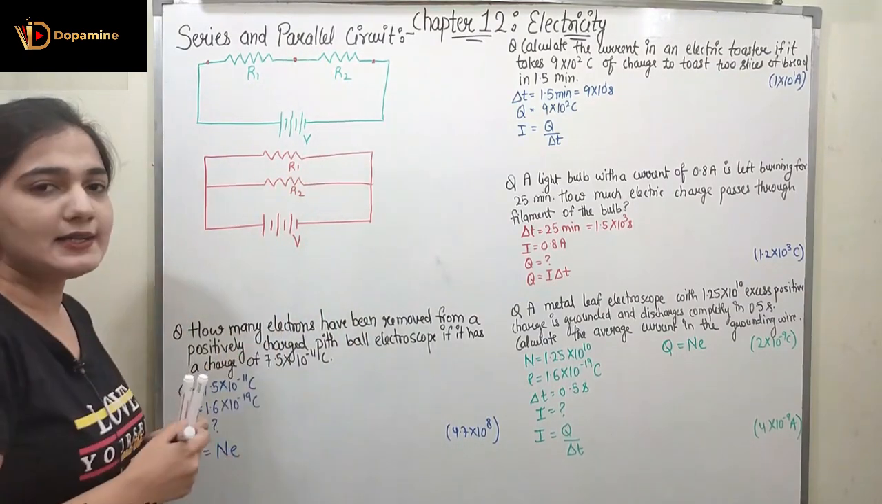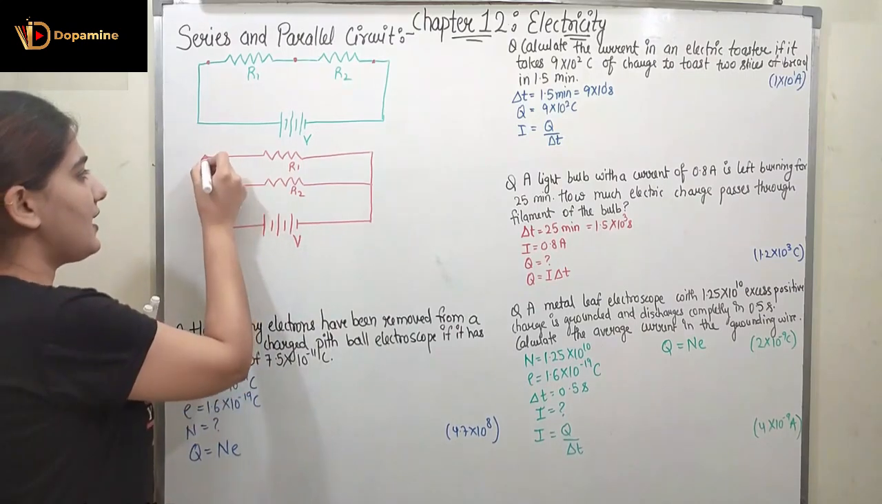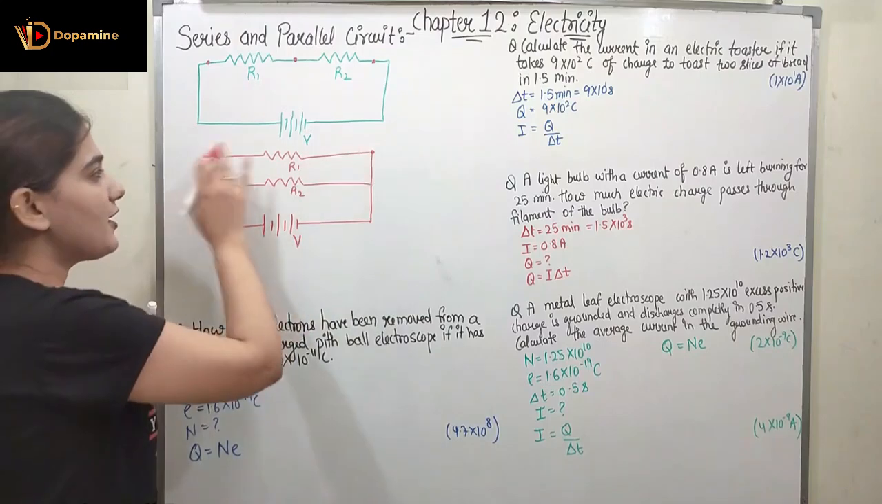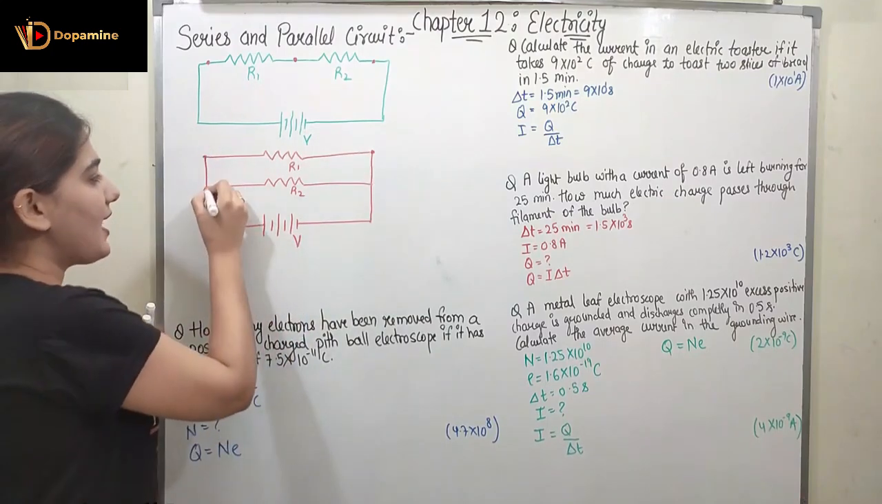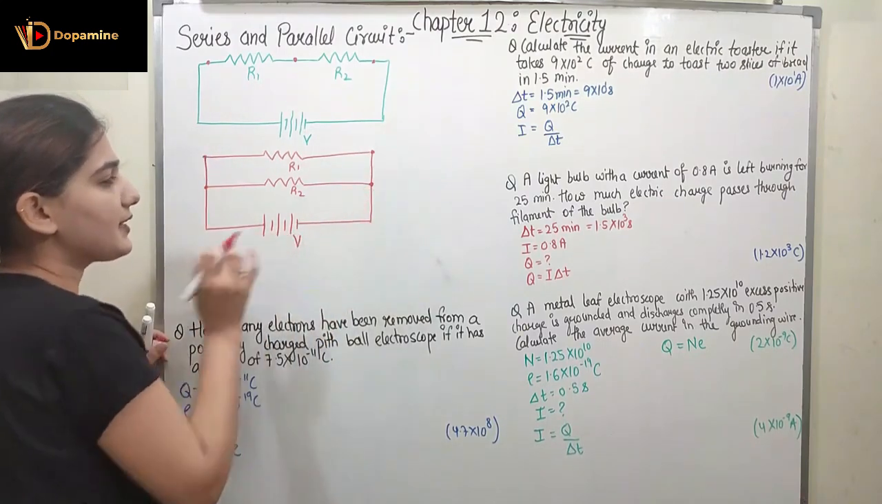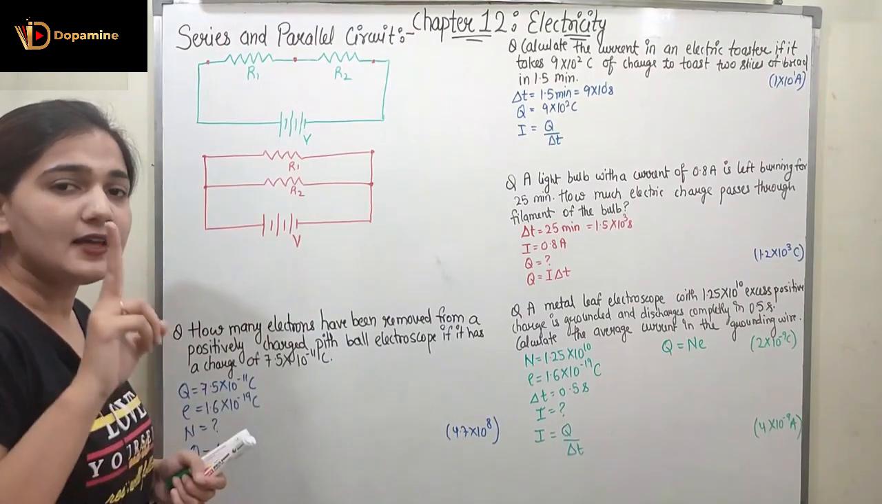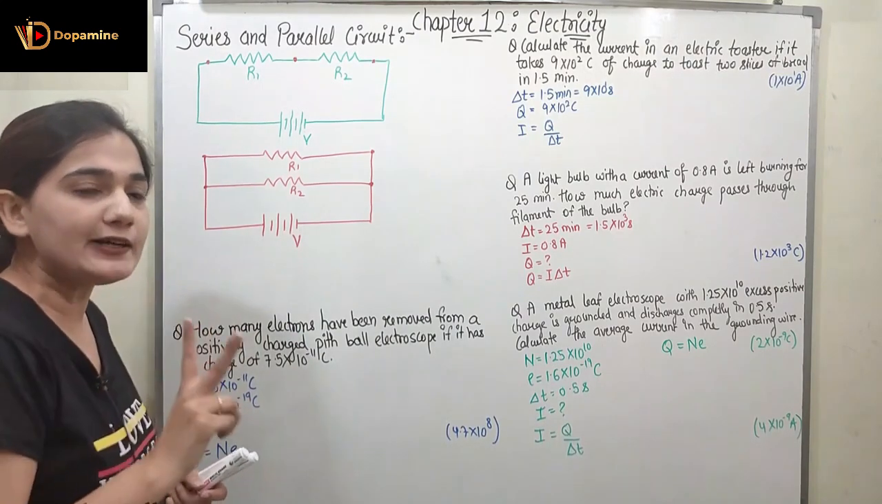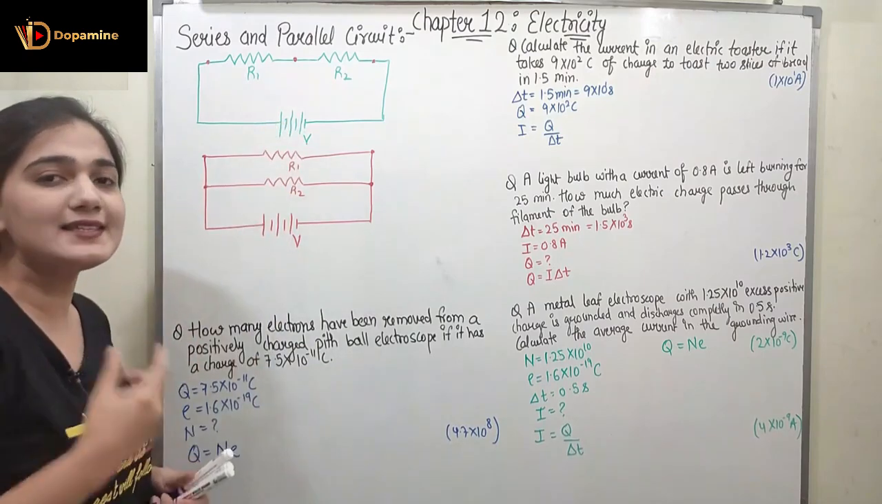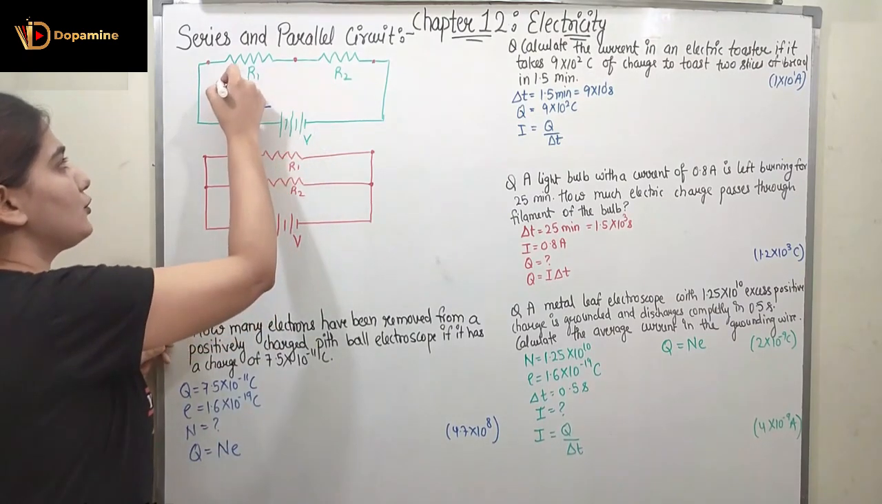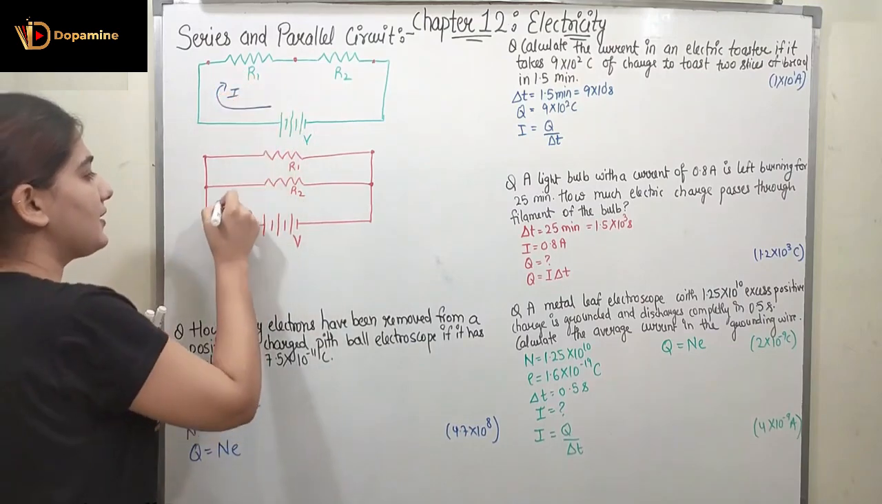Now in the parallel circuit, you can see R1 and R2 are connected through two terminals. Similarly, R2 and V are connected through two terminals. So when I have the parallel circuit, there will be two common terminals, but here we have only a single common terminal.